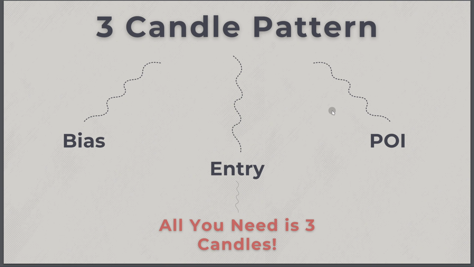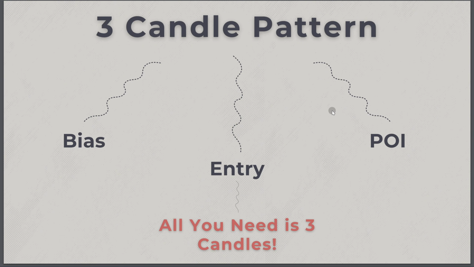So there are multiple ways to take advantage of this 3 candle pattern. But at the end of this video, you're going to know that those 3 candles can actually do a lot for you. We're going to go into much detail. We're going to go into how to find the bias, how to find the POI, and then examples on how to execute entries, higher time frame, lower time frame, and the relationship between them.